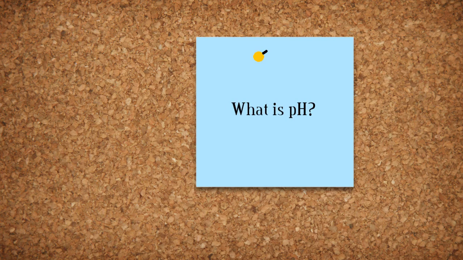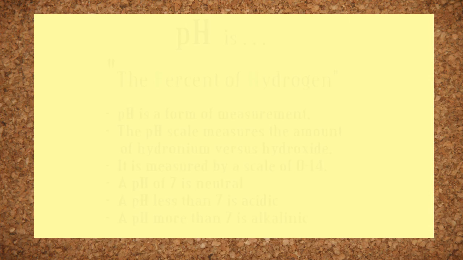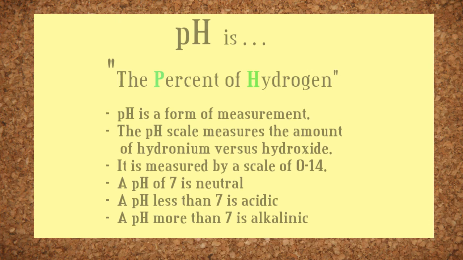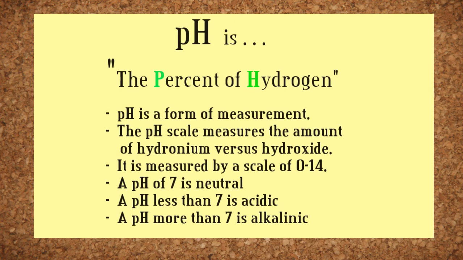What is pH? pH stands for the percent of hydrogen. pH is a form of measurement. The pH scale measures the amount of hydronium versus hydroxide in a solution. It is measured by a scale of 0 to 14. A pH of 7 is neutral, a pH less than 7 is acidic, and a pH more than 7 is alkalinic.